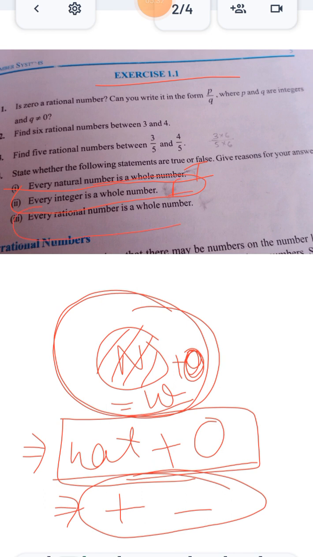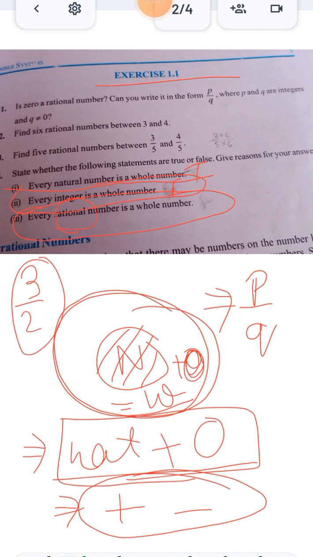The third one is: every rational number is a whole number. What do you mean by rational number? The word rational is made from the word ratio. Any number that can be written in the form p by q is a rational number. No doubt, every whole number is a rational number, but not every rational number is a whole number. Why? Because 3 by 2 is a rational number, but it is not a whole number. So it will be false. This was your first exercise, and in the upcoming session we will solve exercise 1.2. Thank you.